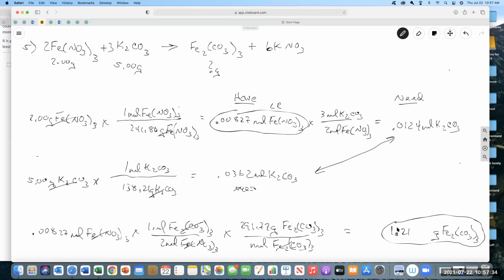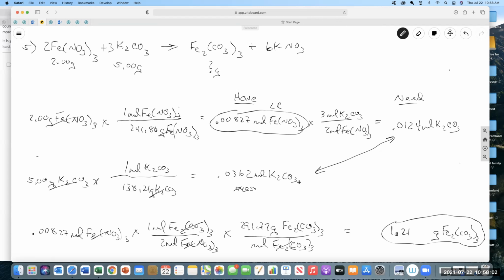Yeah, Professor, can you explain how you knew how to use the 0.00827 moles? Yes, okay. So let me back up and I'll explain that in the whole thing. I got the balanced equation and I write the information about each substance. And then I go, oh my goodness, where do I start? Do I start with the iron or do I start with the potassium? So I have to figure that out. So what I do is I figure out how many moles of each that I have. And now your question, okay?